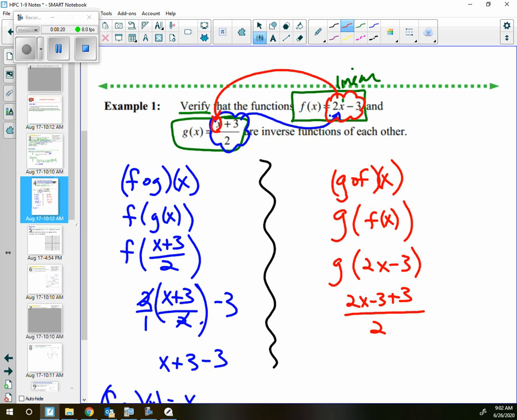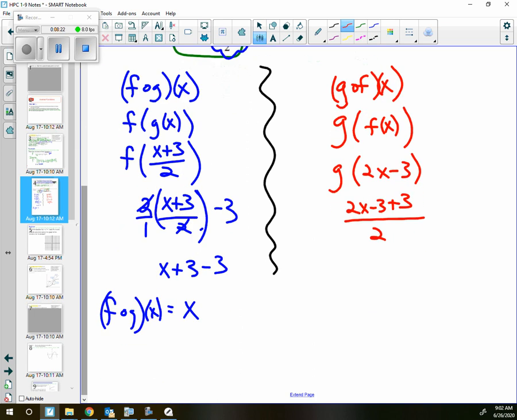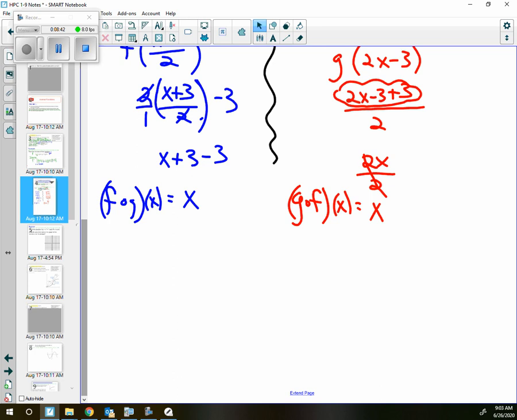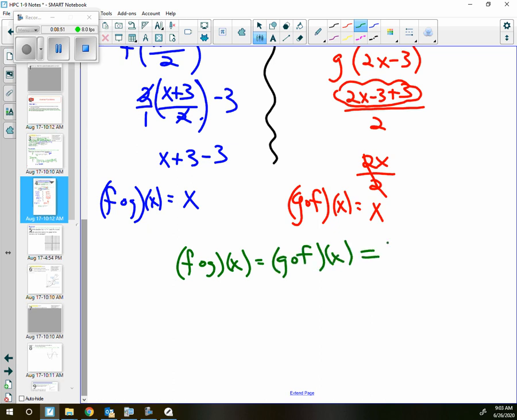Let's go ahead and do that simplifying and see if I get the same thing. In a fraction bar, remember you simplify everything on the top and bottom first and see what you get to divide last. So the 3's add to 0, so we get 2x over 2, so we get x. So g of f of x is equal to x, the identity function. What does that mean? It means they undo each other. The operations of the one function undo, or are the inverse of, the other. Because f composed with g and g composed with f of x are both equal to x, they are inverses.